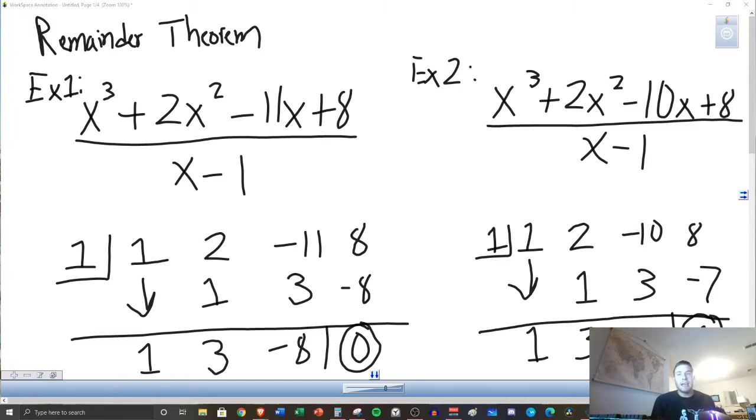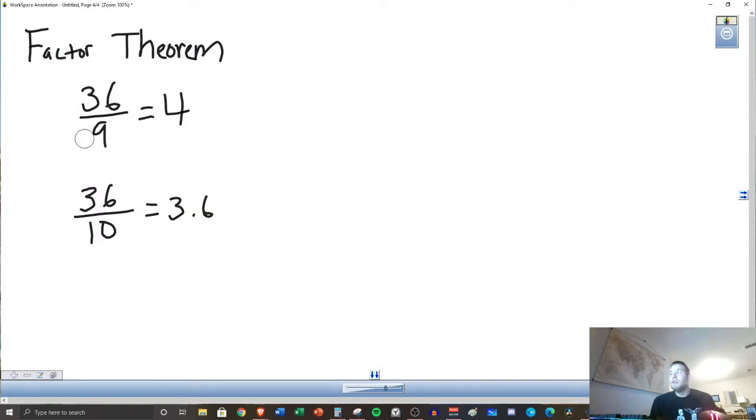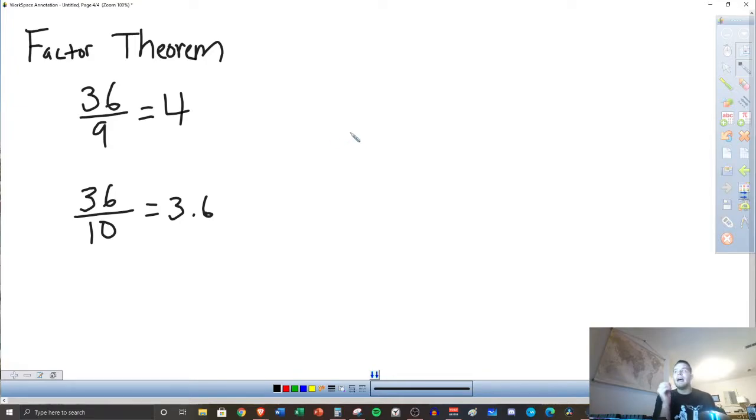If we go back over here, you knew that 9 was a factor of 36. You knew that 10 was not going to be a factor of 36. So that's really what we're getting at here. This idea of factor theorem. How do we know if something is a factor or not?